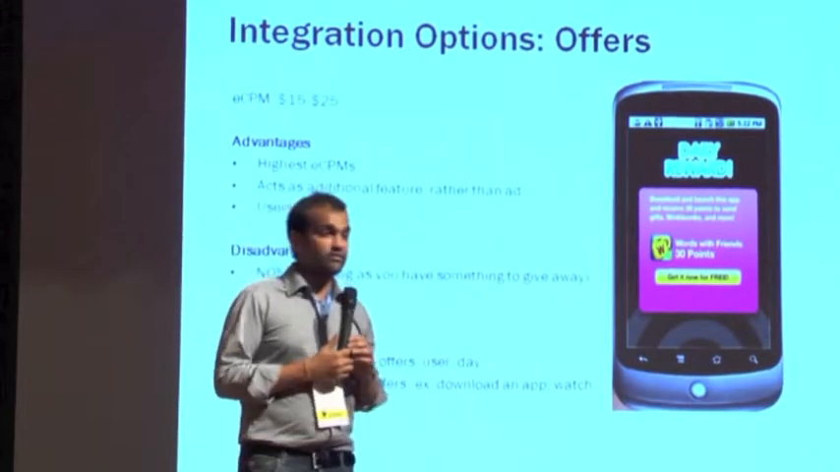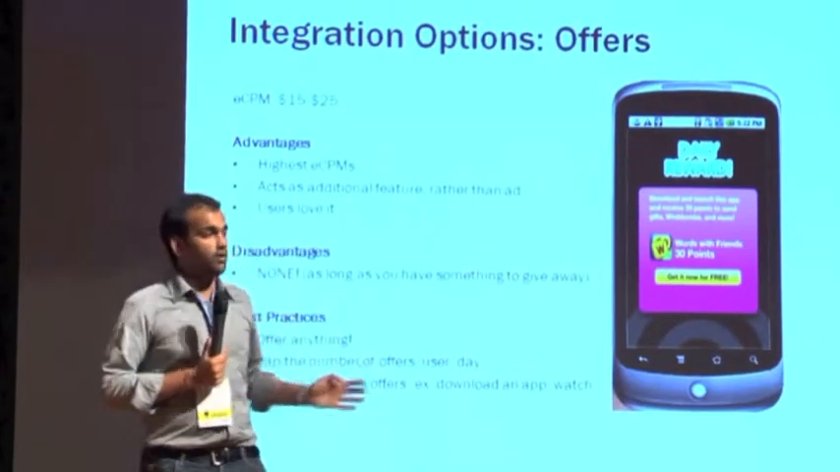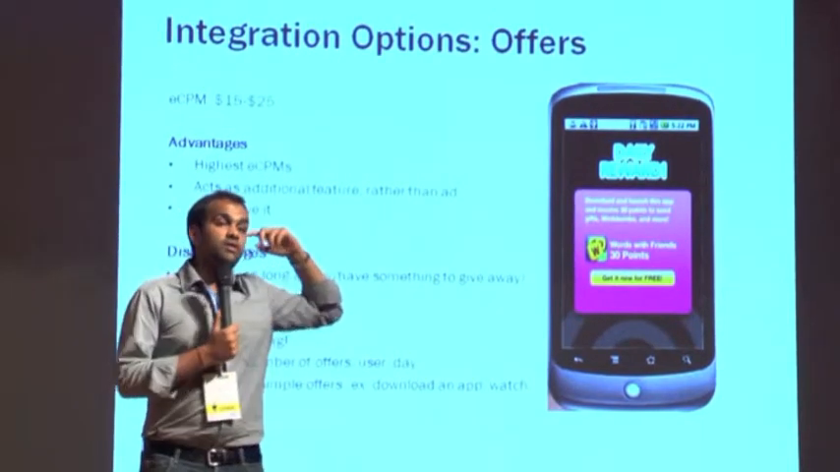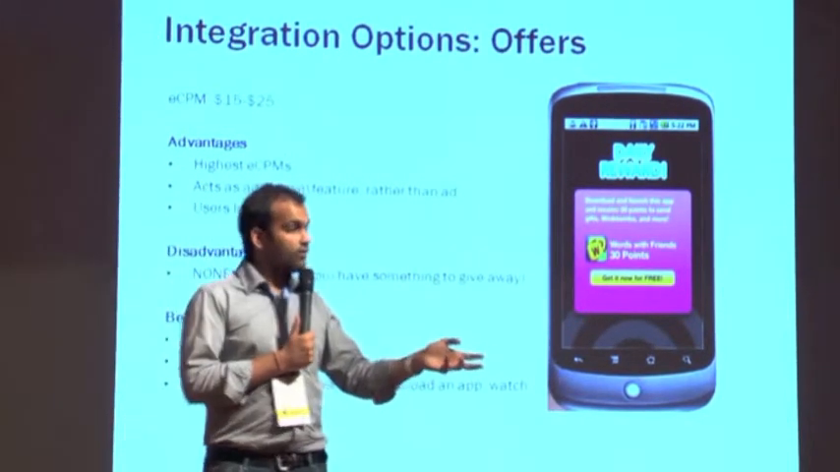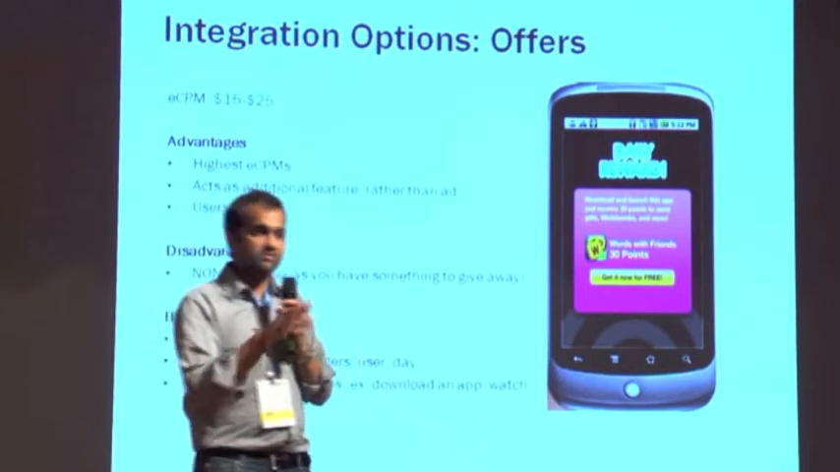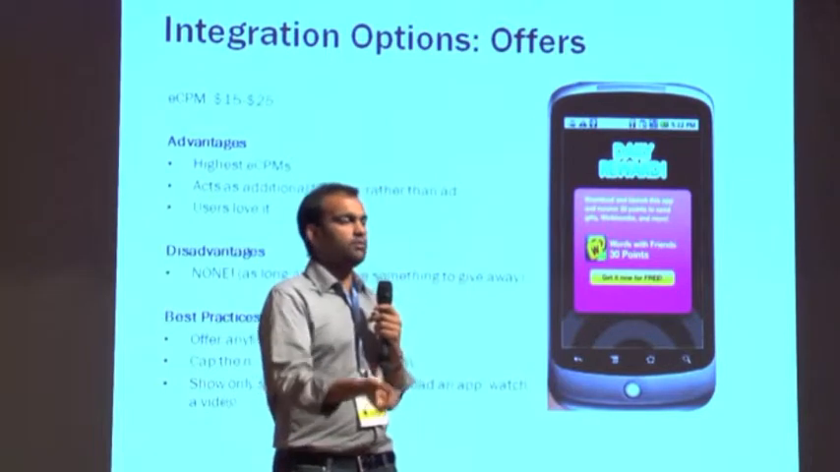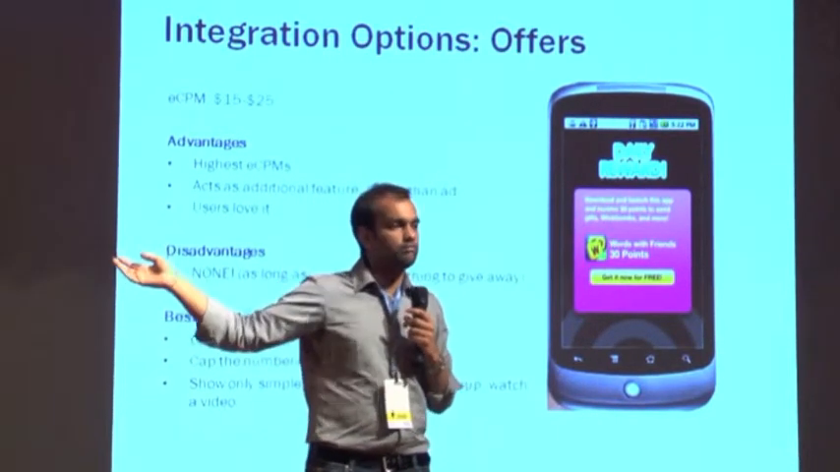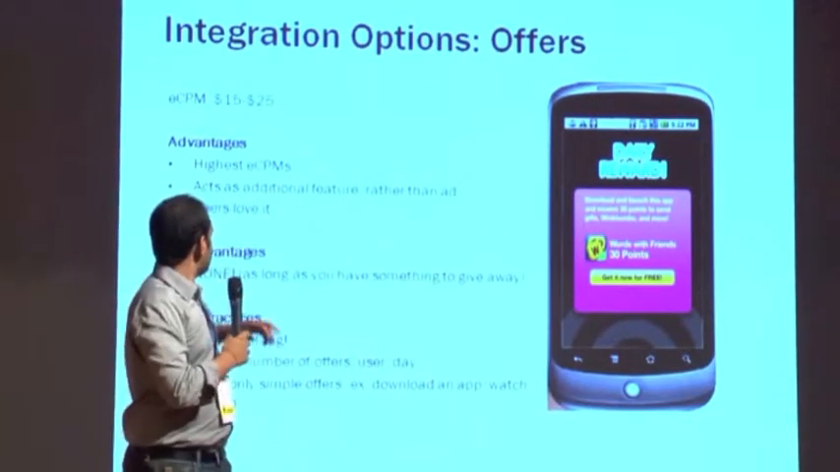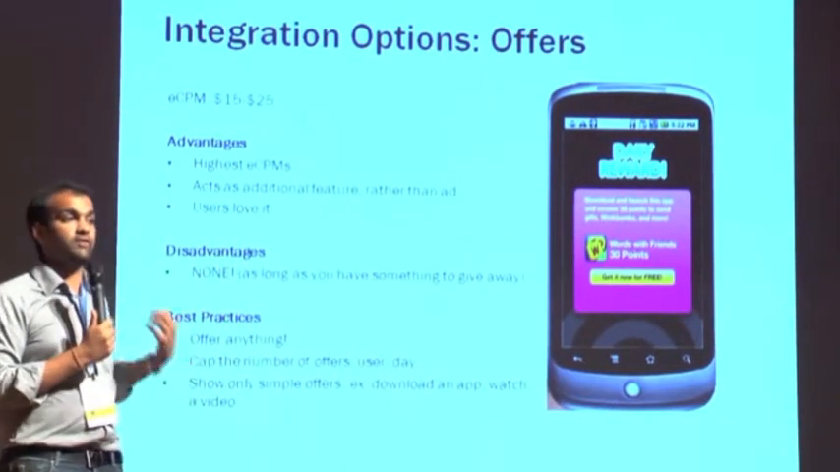Offer-based advertising. Anyone who's heard of incentivized installs or rewarded installs, this is probably the highest or best form of monetization, where you essentially give an offer to the user to click on an ad or do something with an ad, and in return you give them something which will benefit them in the app. Typically, this is a games model where, for example, if Farmville was built on Android, they would be like, download this app and get 10 crops free, or something like that. So that's something that works best. Highest ECPMs, as you can see, $15-$25, because people love getting offers and downloading stuff to get free stuff.